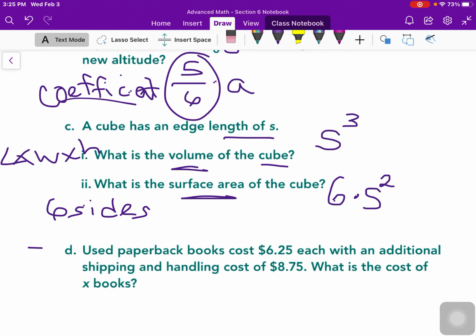Let's see. Think about this one for a second. Additional costs, so that probably means that I'm adding. And then X books, so I must be doing some multiplying in there as well. So $6.25 times X plus the shipping and handling cost.